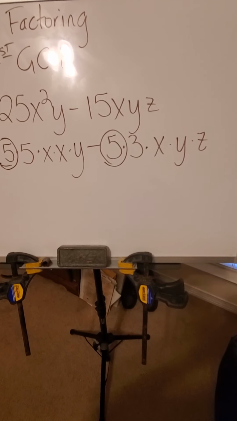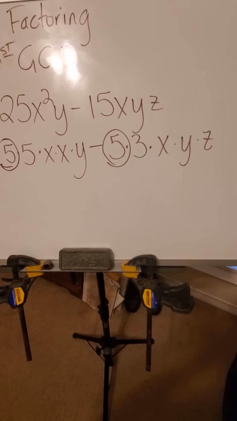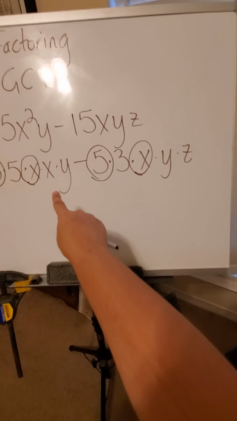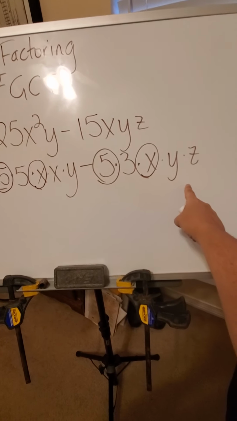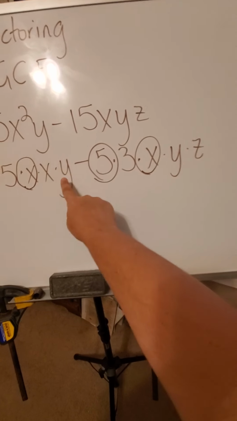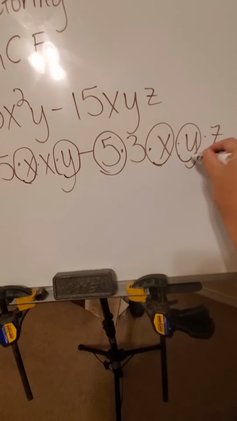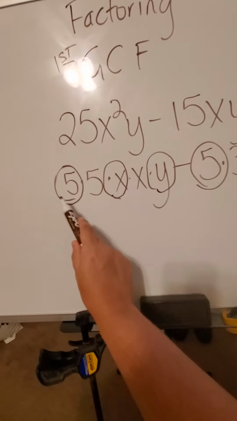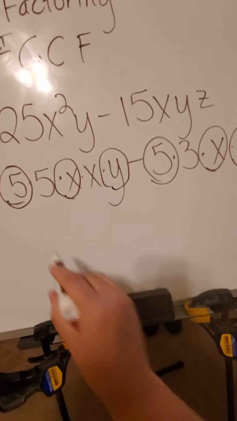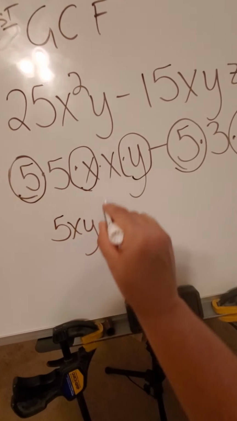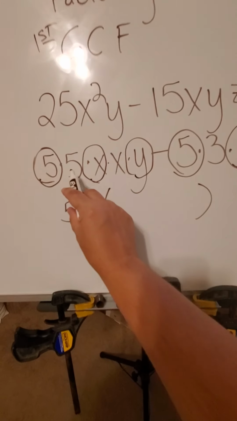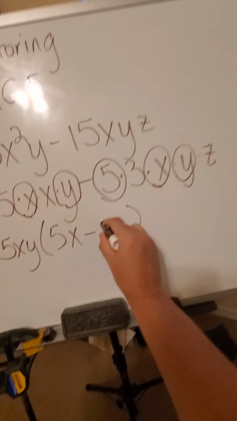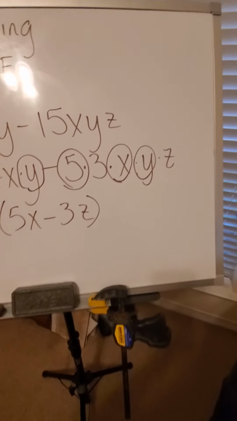The only other things I notice are some variables in common. I've got an x here, and that matches with this x here. I've got another x here, but I don't have anything here, so I can't circle it. And then I have a y and a y, so I'm going to circle that. There's a z here, no z there. So I'm going to bring 5xy to the outside, because that's what they have in common. On the inside, I'm left with 5x minus 3z. Whatever's not circled gets left on the inside.